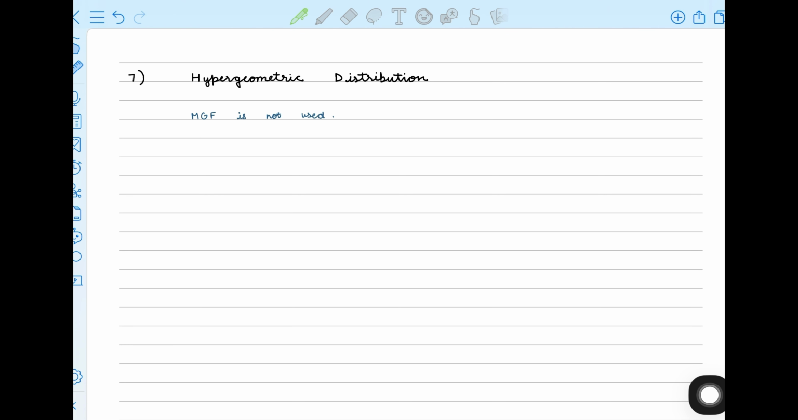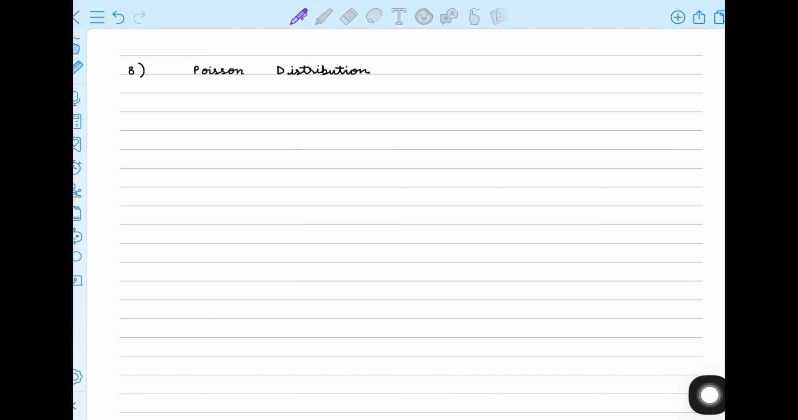Next, we have the hypergeometric distribution. For the hypergeometric distribution, an MGF is generally not used. This is because the summation becomes very lengthy and difficult to simplify. The PMF contains combinations in both the numerator and the denominator. So, standard theorems or expansions like binomial expansion, geometric series, exponential series, etc. can't be applied easily. Hence, the MGF for hypergeometric distribution is usually avoided.